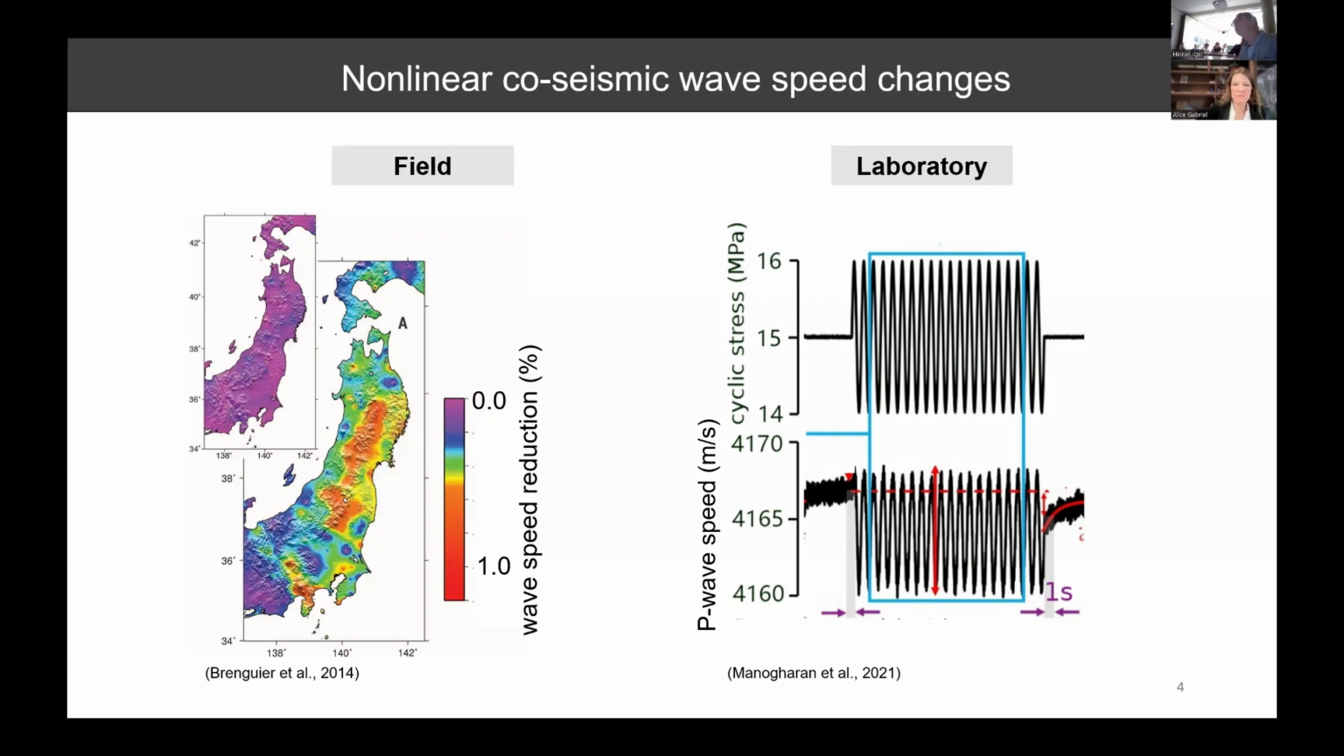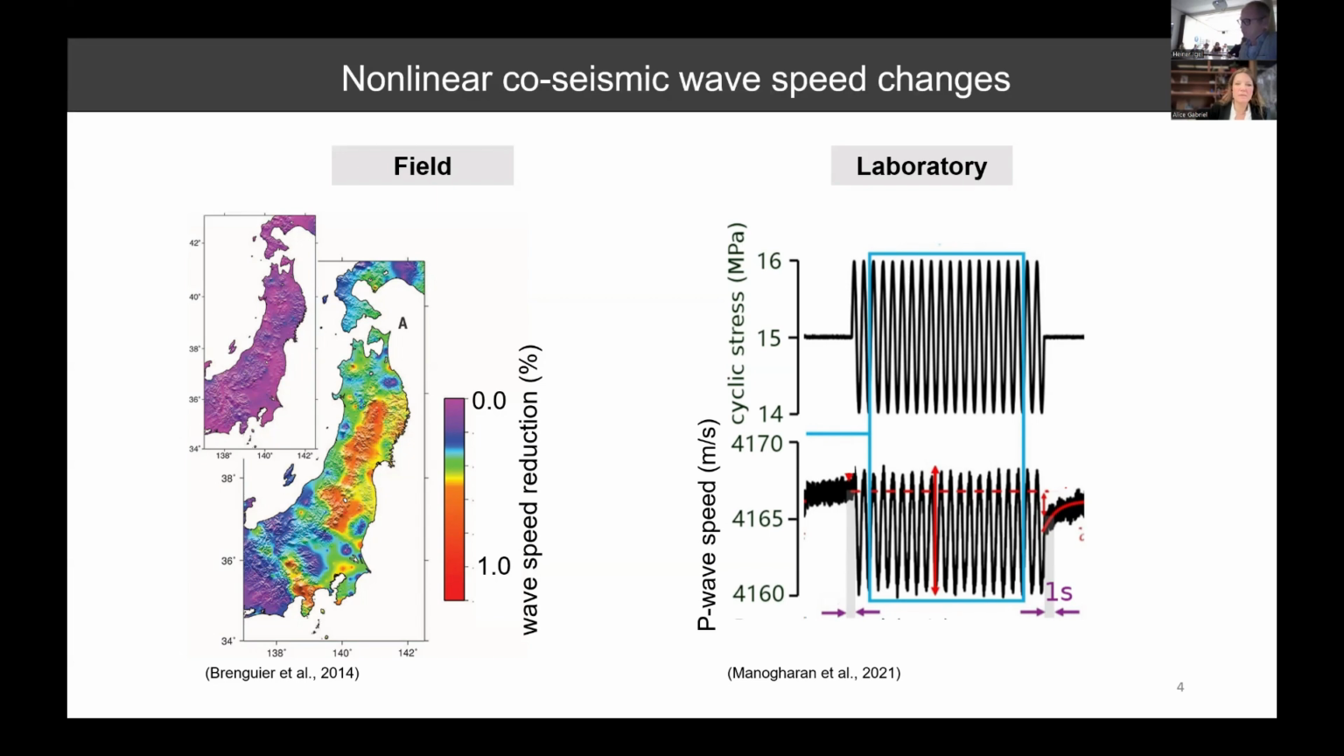We do measure concurrently varying P wave speeds. But what is even more interesting is that at the end of the perturbations, there is an unrecovered damage. That corresponds to what we see in Japan. And this recovery takes a longer time scale than the time scale over which we apply these perturbations.